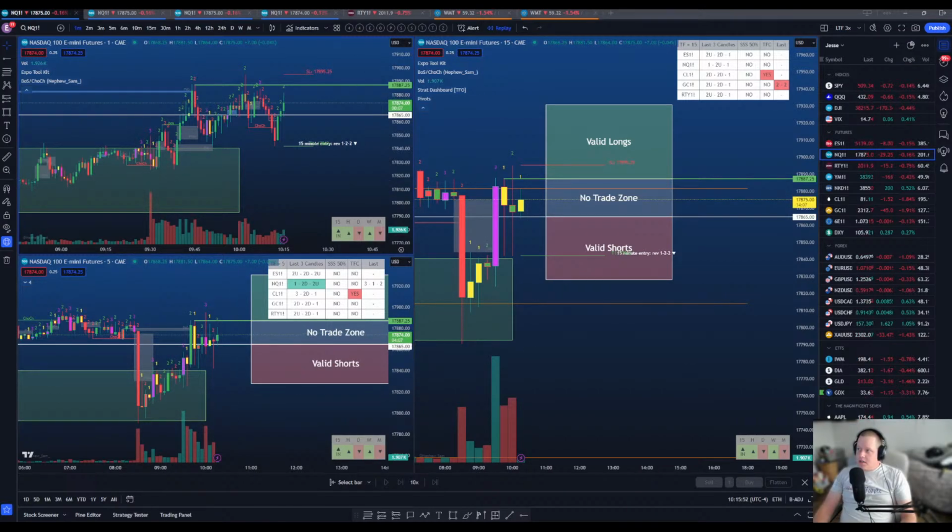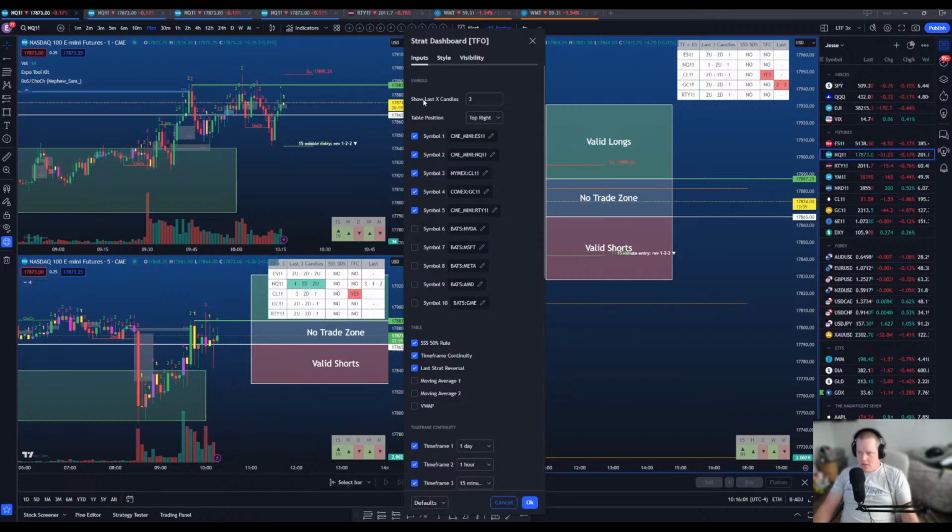Jesse, what's the white box with the last 3 candles? It's called Strat Dashboard TFO. You're able to show X amount of candles. So for Strat, it's 3. And then you're able to show how many symbols you want. I turned off moving averages and VWAP.